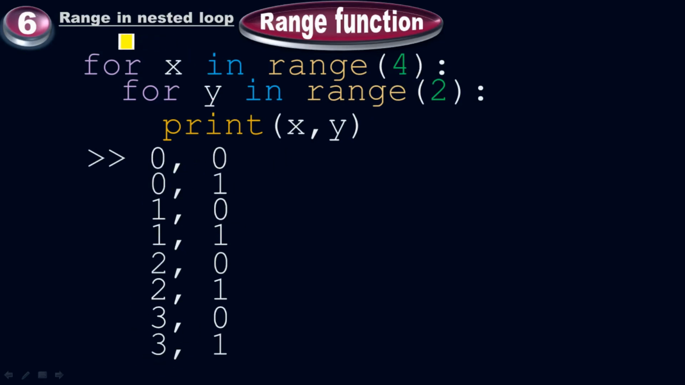So it is because of the nested loop. Because of the nested loop, we got this kind of output. By taking the print of x, y, these are the x values, which are for the outer loop, for x in range of 4. These are the y values, which are for the inner loop, for the range of 2. So there you got the output for the range in the nested loop.